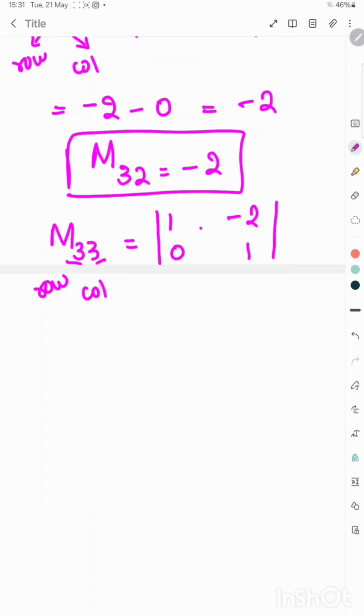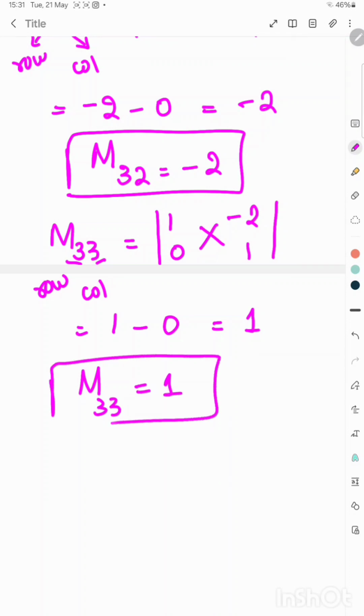And again what I will do here, I will just cross multiply and put the negative sign between them. So 1 multiplied by 1 is 1 and minus 2 multiplied by 0 is 0. So here I get 1. So M33, which is the last minor, is equal to 1. So students, my first step is complete here, as I just found all the minors which are required for a 3 cross 3 matrix. Now my second step will start.